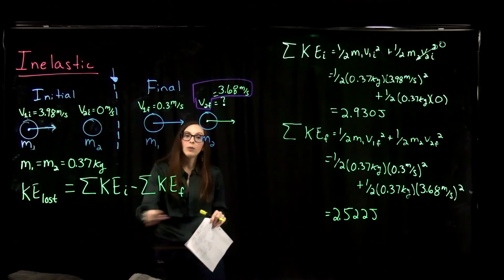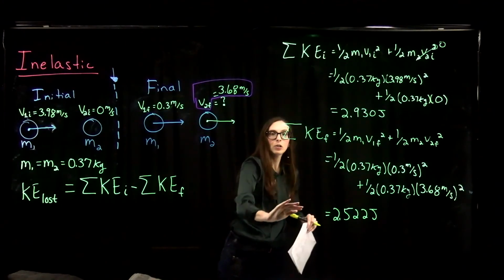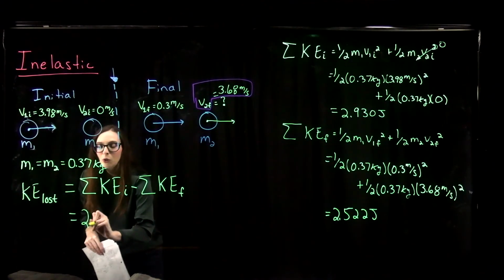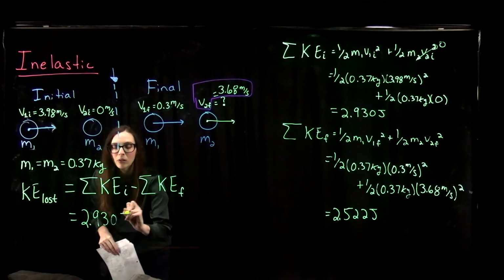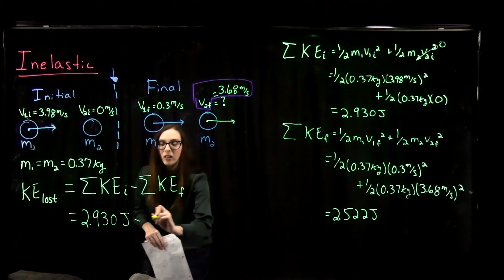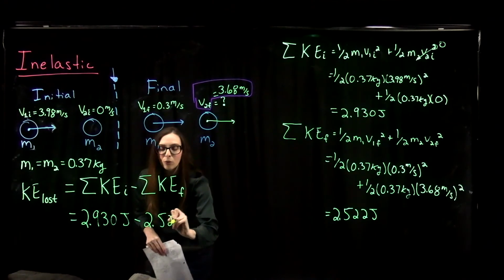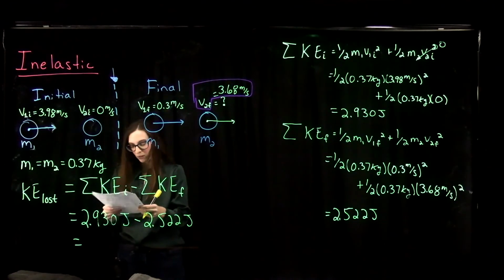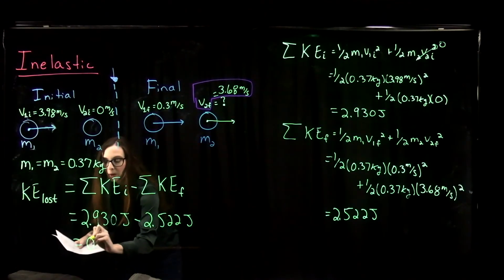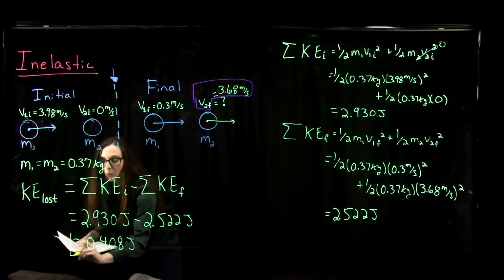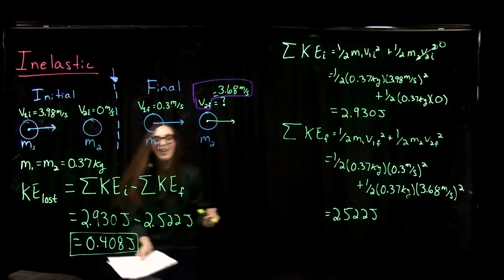So to get the energy that we lose, we're just going to subtract these two quantities. We're going to subtract the sum of my initial kinetic energy, 2.930 joules, minus the sum of my final kinetic energy, 2.522 joules, and then that will give us the kinetic energy that we've lost in the collision, which is going to be 0.408 joules.